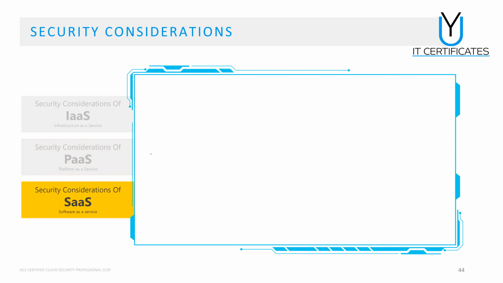Okay, the last implementation model is SaaS, and I think we are familiar with it because we usually use SaaS in our daily operations and daily work. And of course, you know very well what the main security consideration of SaaS is. It is web application security.